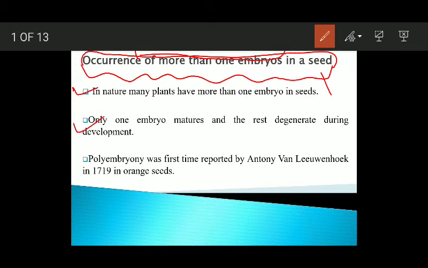The phenomenon of polyembryony was first time reported by Anthony van Leeuwenhoek in the year 1719 in orange seeds. तो polyembryony फर्स्ट टाइम रिपोर्ट की गई ऑरेंज सीड्स में बाय एंटोनी वैन लीवनहॉक इन द ईयर 1719.